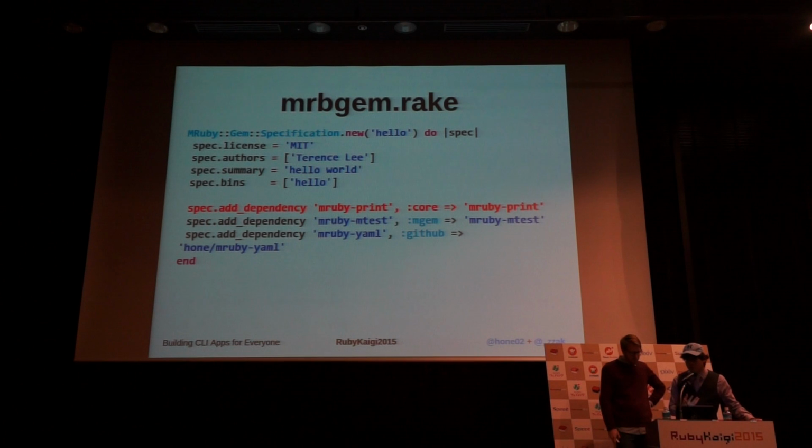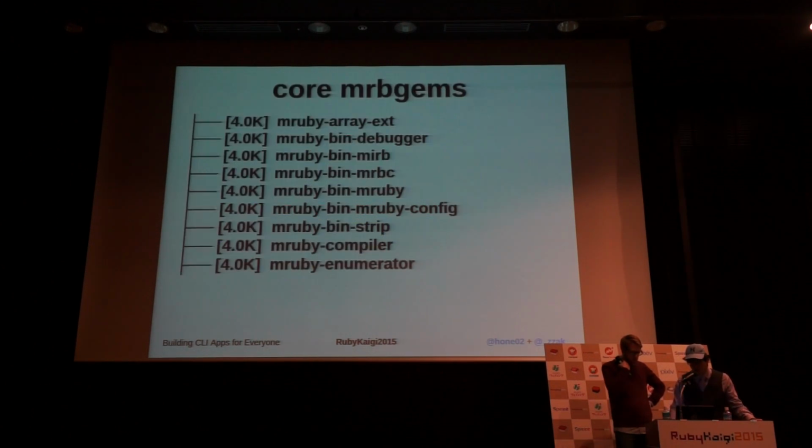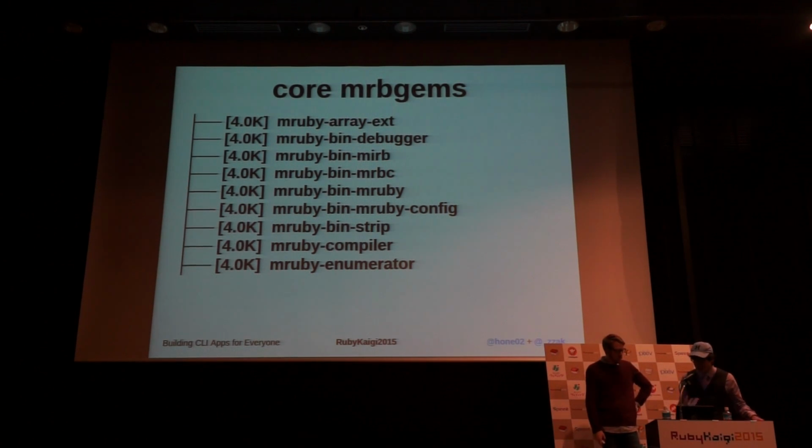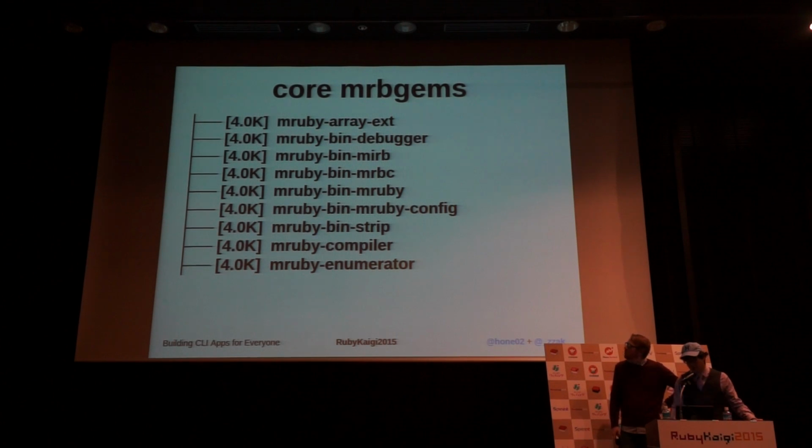And there's really 3 sources that you can pull this from. The first one is core, and that is the mruby gems folder. There's common extensions and libraries that you can add that's built into mruby itself, but not bundled in by default. So you can choose to add stuff that you need there.